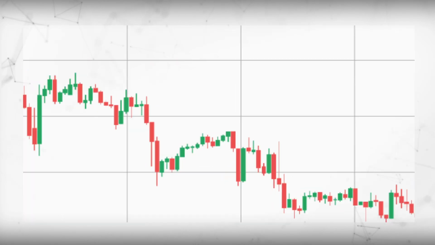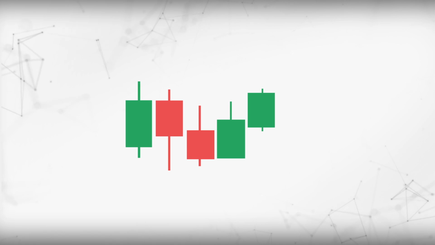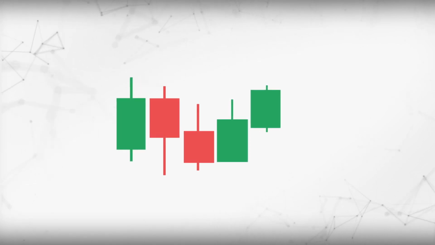Let's make the chart bigger, much bigger. And here we see rectangles. This rectangle is called a candlestick. Looking at these rectangles, we can tell how the price has changed over a certain period.